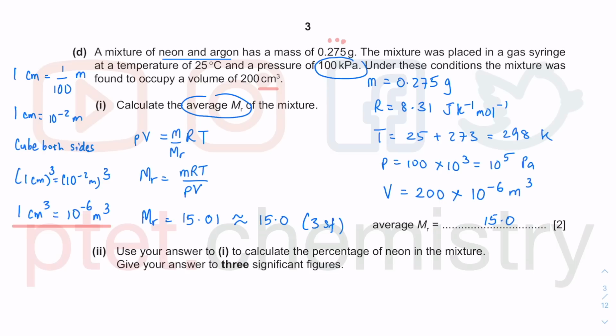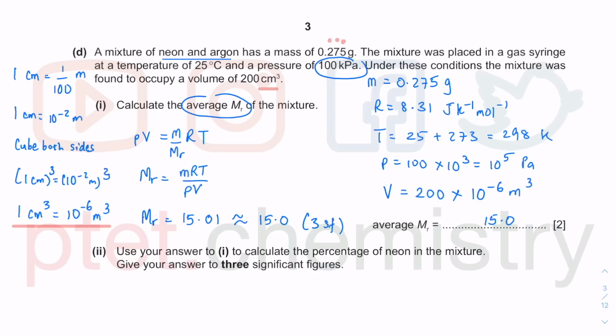This 15.0, well, it's okay, I guess, because neon has a relative atomic mass of around 20. I wonder if I've done anything wrong. Let me just double check my calculation. 25 plus 273 is 298. Okay, I better check my calculation. This seems a bit low. Perhaps I made a mistake. 8.31 times 298 divided by that, divided by that.